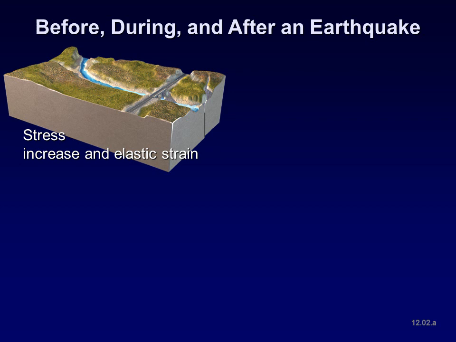Taking a look at what's going on here in a strike-slip earthquake, first we're going to look at what happens before. So before, the stress increases until it can overcome the frictional strength of the rocks. During this time, the rocks are strained, resulting in them being squeezed, pulled, and sheared.